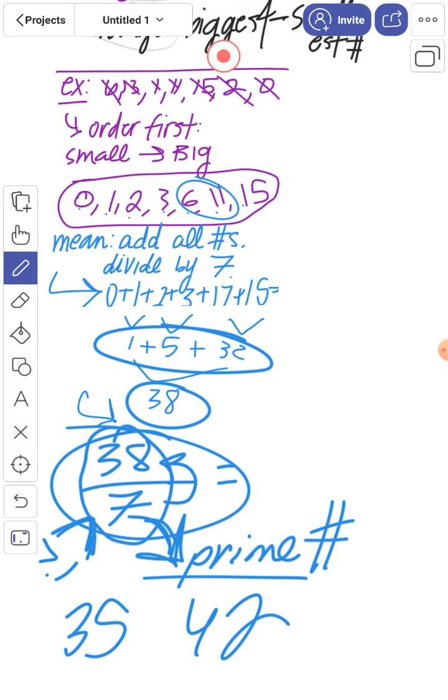Okay, and so now let's do the median. I'm about to erase this, so go ahead and pause if you want to write everything down in the blue, because I'm about to erase everything in the blue.